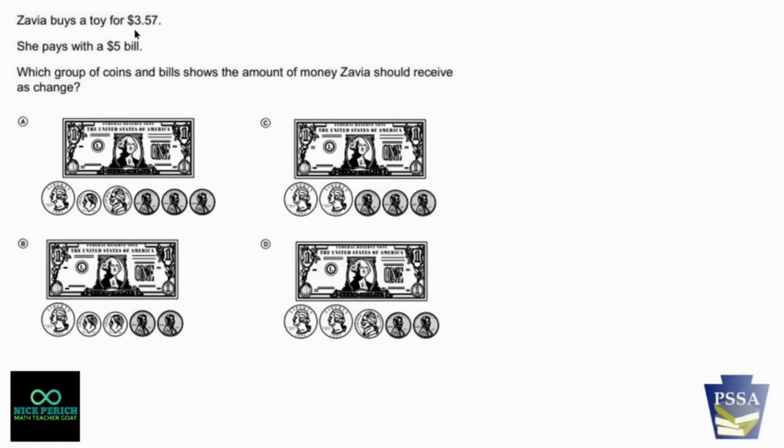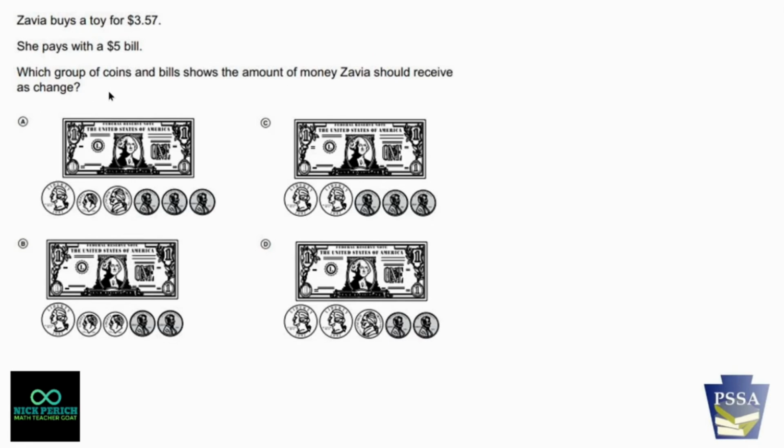Zavia buys a toy for $3.57. She pays with a $5 bill. Which group of coins and bills shows the amount of money Zavia should receive as change?